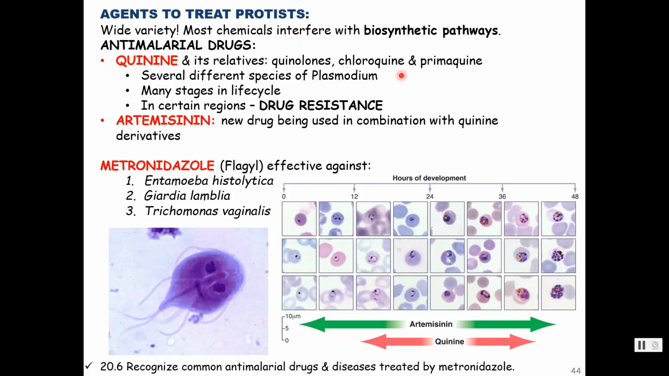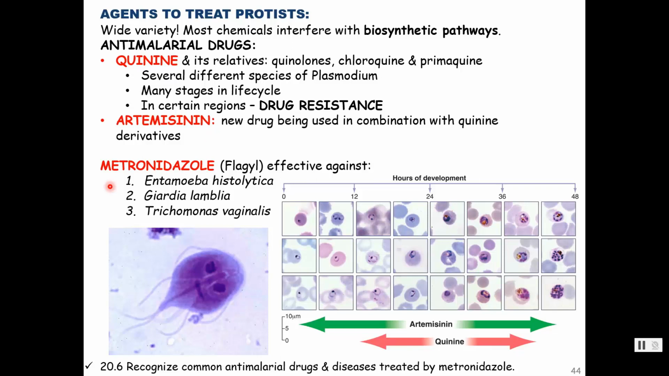Remember we talked about Plasmodium vivax, but there are different species of Plasmodium. The other thing, remember, is it has a complex life cycle. Another problem in treating malaria is that in certain regions, some of the Plasmodium have become drug resistant. There is a new drug out, artemisinin, and that is now being used in combination with quinine derivatives. That's had really good results, and the woman that discovered it also won a Nobel Prize.